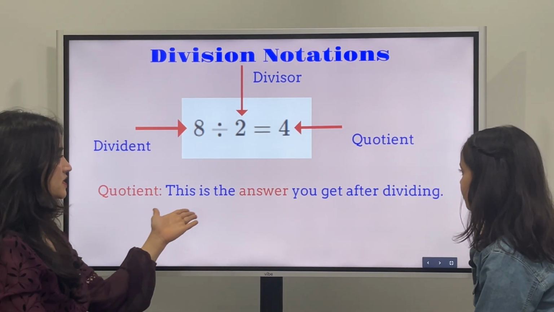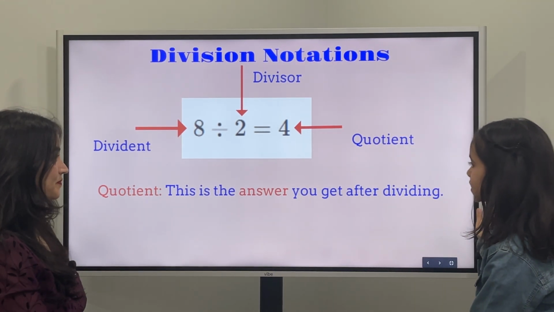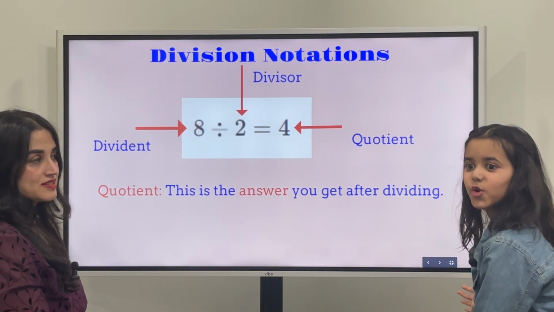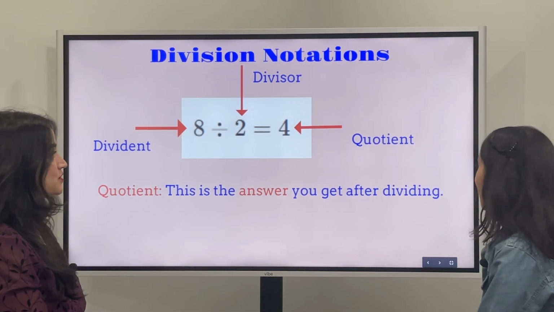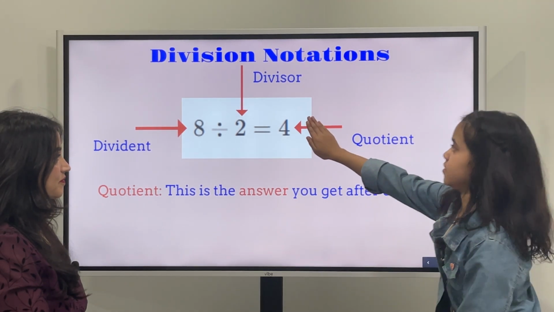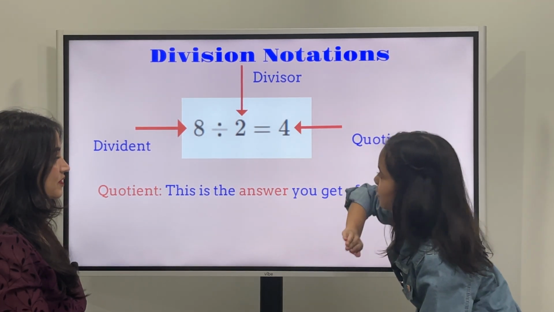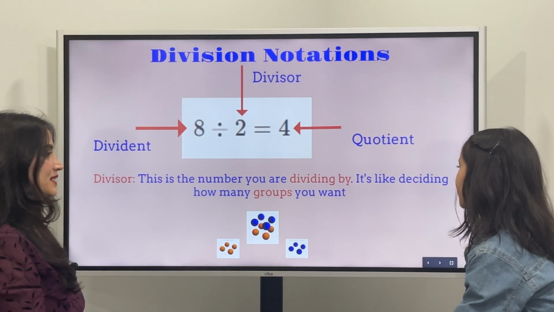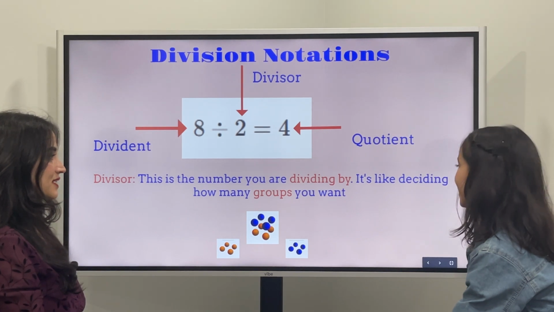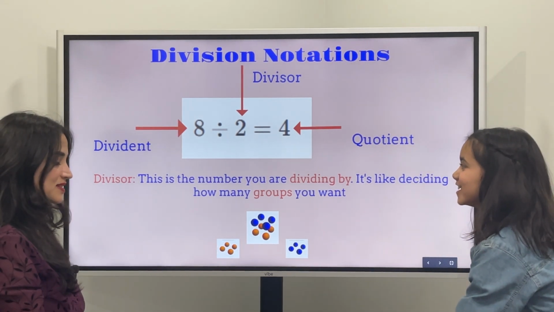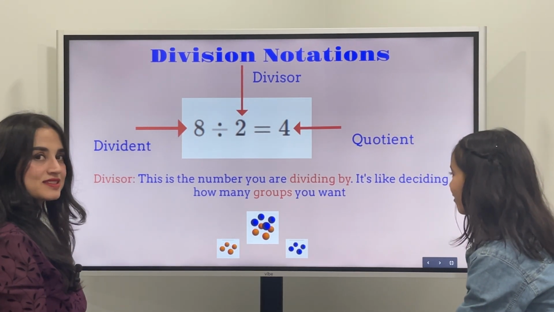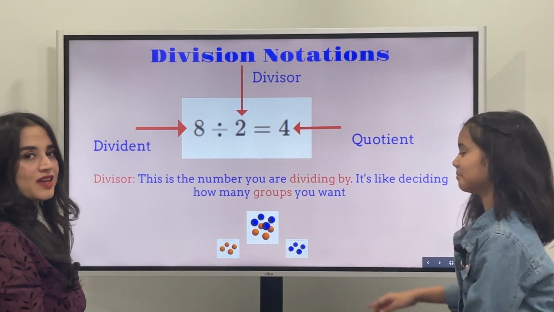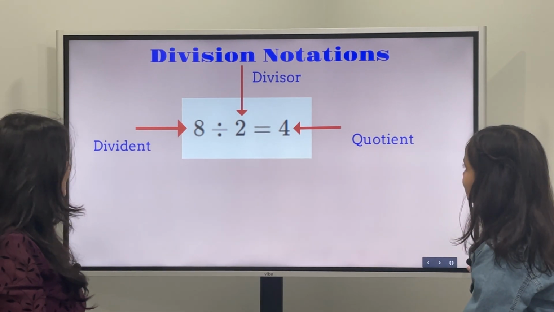What is quotient? This is the answer you get after dividing, like 4 divided by 2. Divisor is the number you are dividing by. It's like deciding how many groups you want.